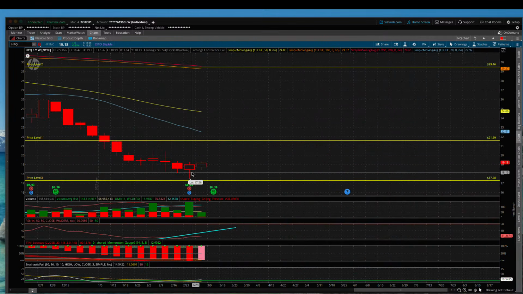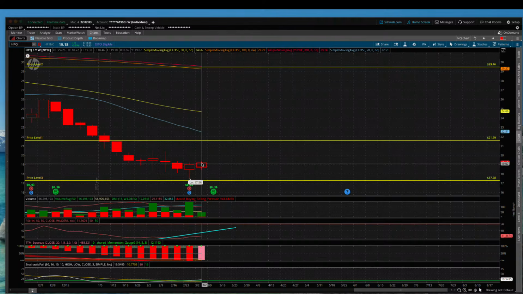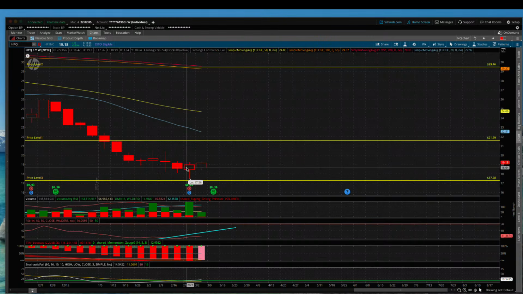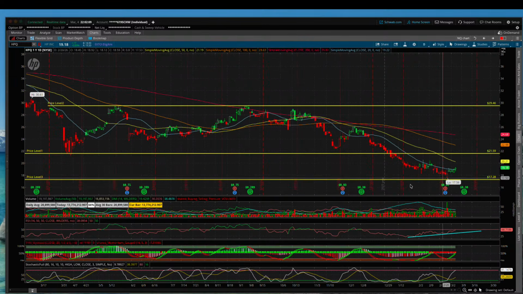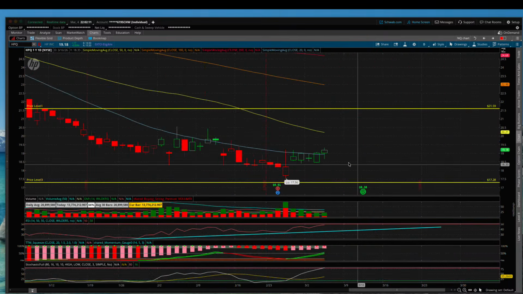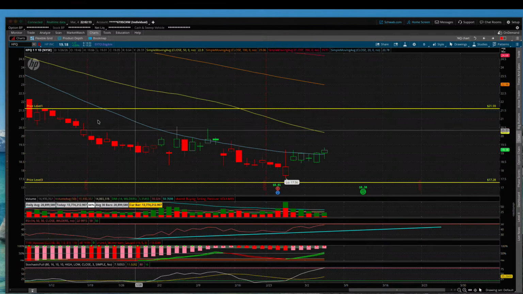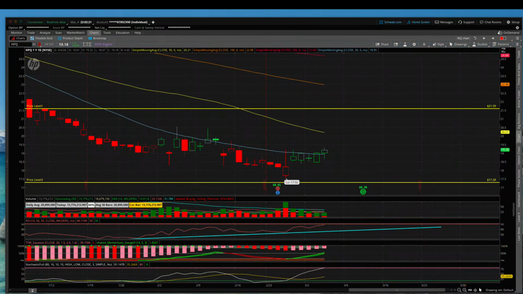Here we have a nice bottoming tail, and then this week wants to confirm that bottoming tail. That's good. Everything's looking like a very good bottom. So yeah, you could be long this one. Essentially, the target's going to be 21.50, 21.60.